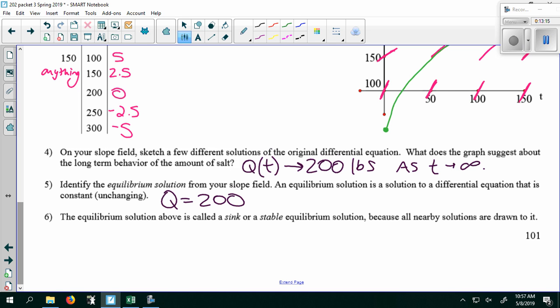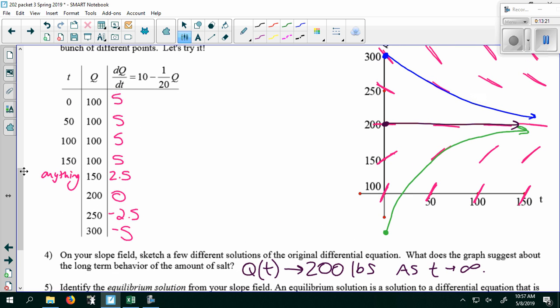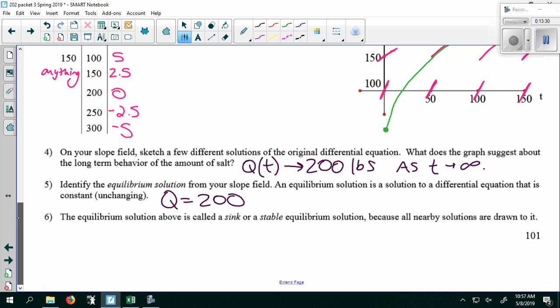A sink is when all the nearby solutions approach it. Think about a sink, where everything drains down towards the drain. Everything is going to approach this 200 value, so that equilibrium solution is called a sink. If everything goes away from an equilibrium solution, it's called a source. And if some go towards it, but others go away, we call that a node.